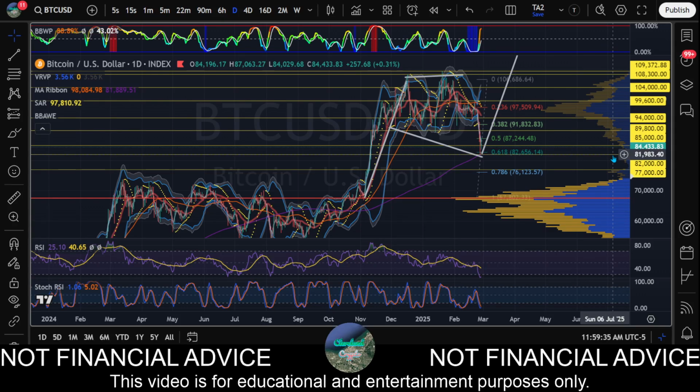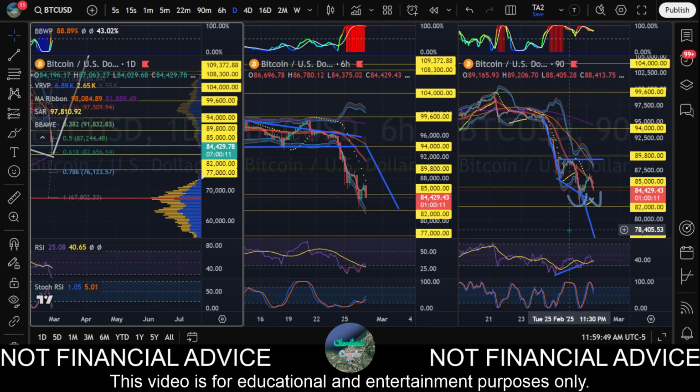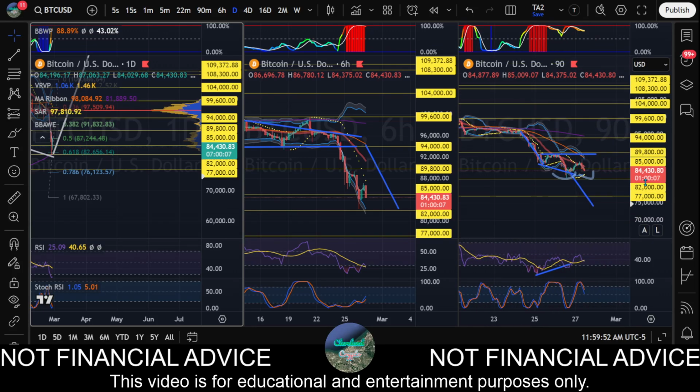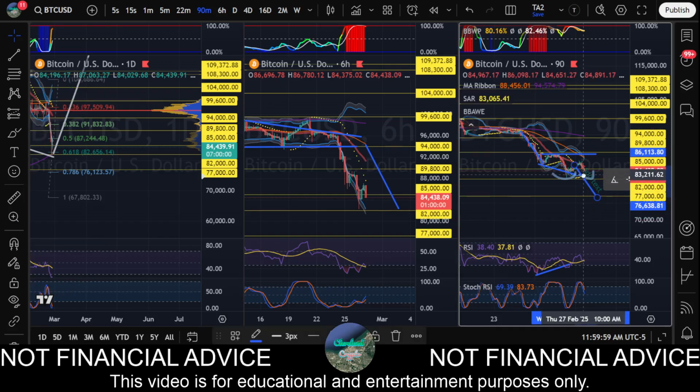So if 82 fails, then we have a gap all the way down to 77, which is that measured move of the 90-minute bear flag that we've been talking about over here. Not back to that way. There you go. Yep, that would be the measured move down there. Actually, a little bit lower even from the bottom, if it was coming in from like 86.